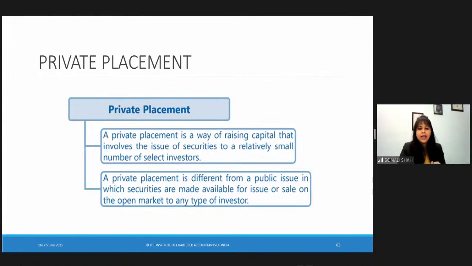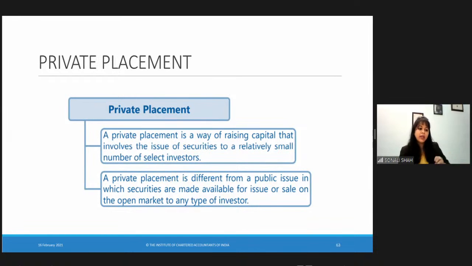Okay, the next topic that we talk about is private placement of securities. So, as of now, what we were discussing, we were talking about public placements, public offer of securities, whether it is first offer or it is further offer, right? Now we are going to talk about private placement.